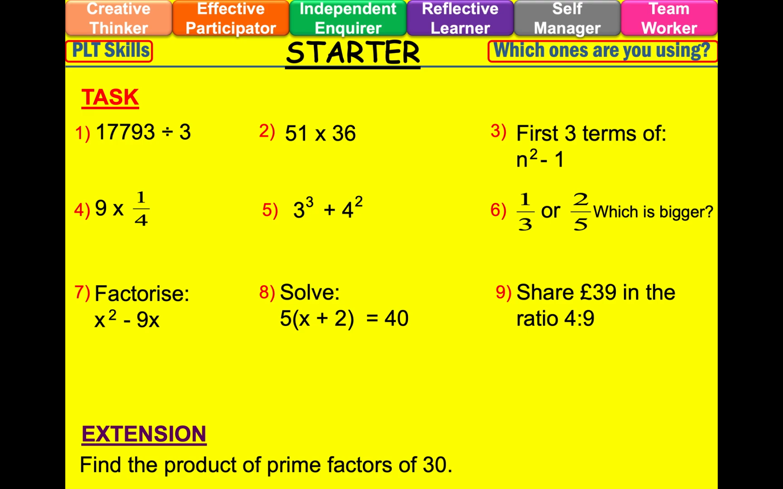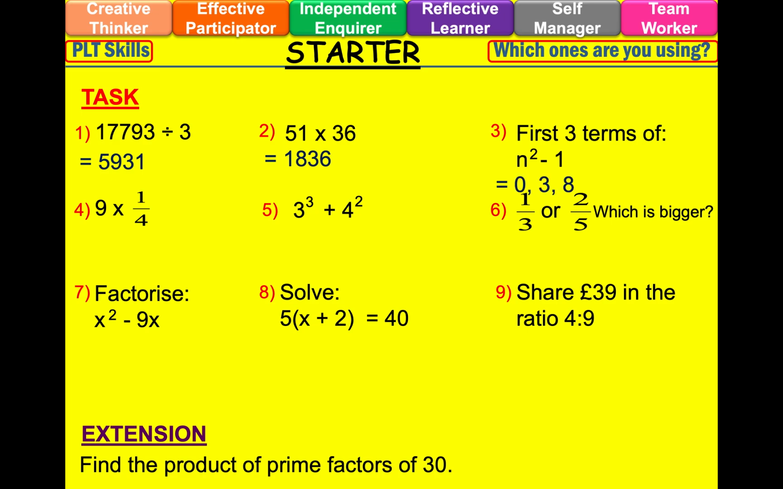Now, question 8 is basically 5 times (x plus 2) equals 40. You have to expand the brackets. You'll have to do 5x plus 10 equals 40 and see if you can work out the value of x. Even if you struggle, don't worry about it, but it's just something which you could have a go at. So I put the answers on for you.